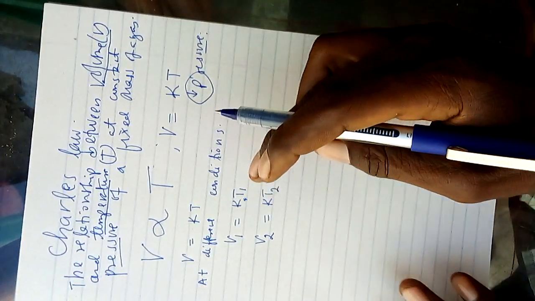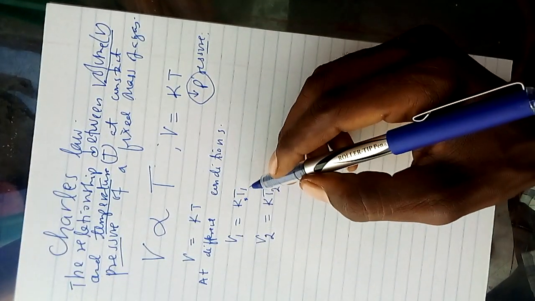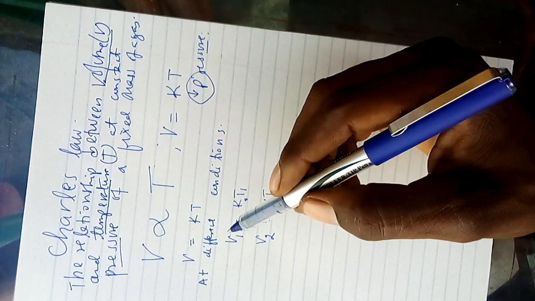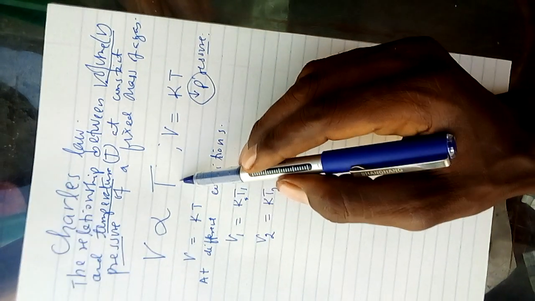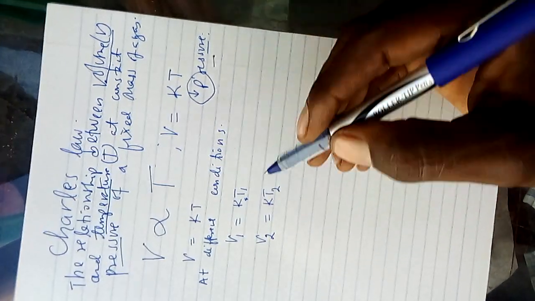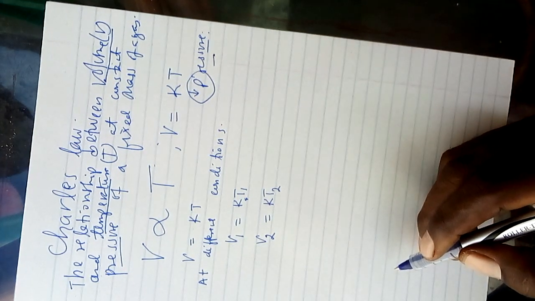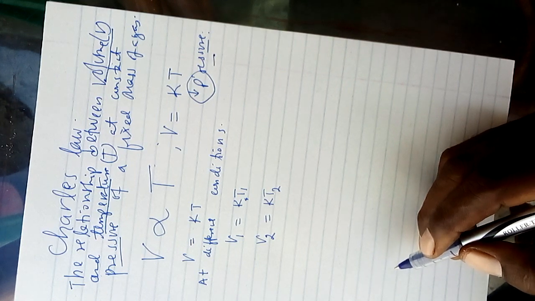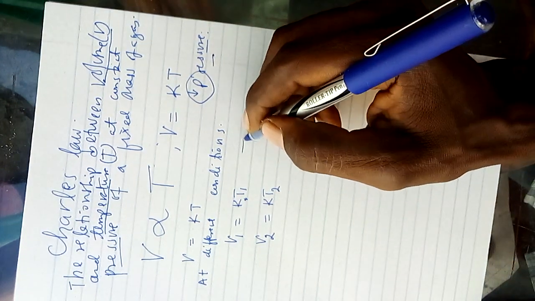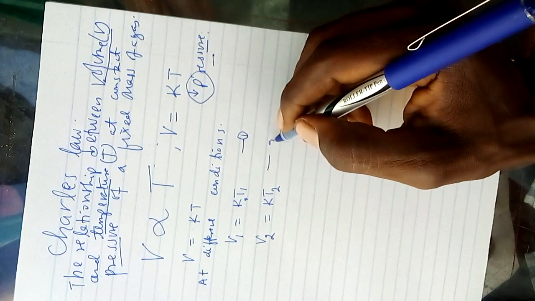If the volume is changed, the temperature is also changed, because we have said volume is in direct proportion to the temperature at constant pressure. That is to say, K is the proportionality constant, and it depends on pressure, because pressure is the one that is held constant under this law. This is the first equation and this is the second equation.